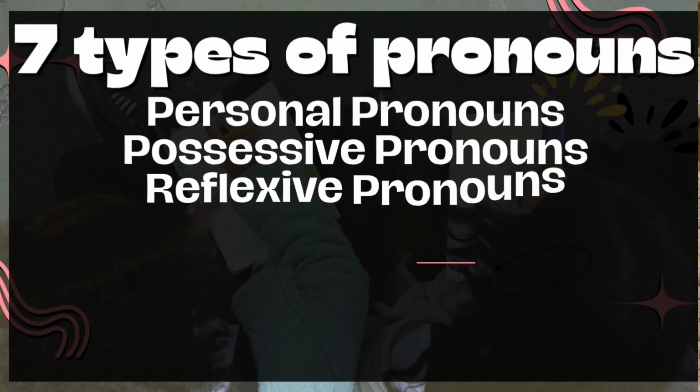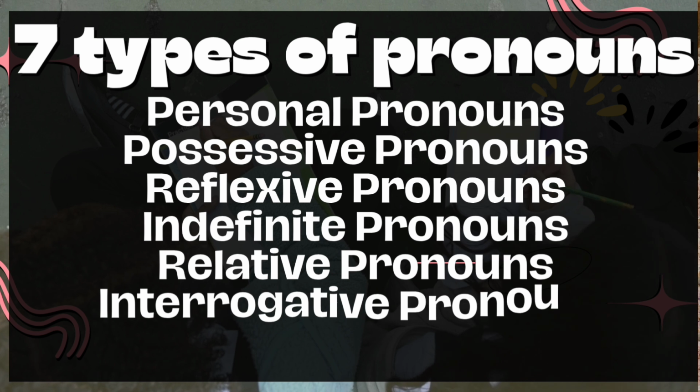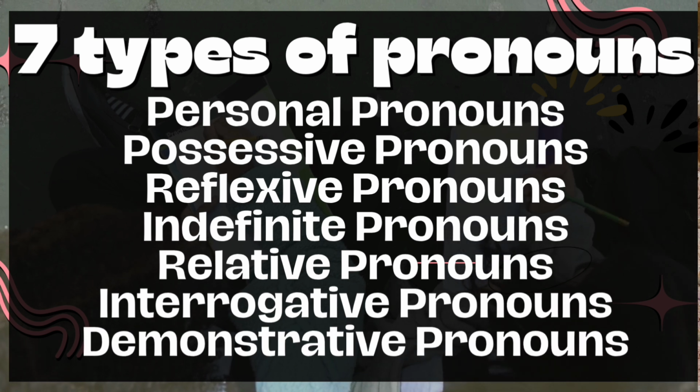So now you know why we need pronouns. Pronouns are there to help us avoid repeating the same noun over and over again, but replace it with another word instead. But now here's the thing. There are 7 types of pronouns. We have personal pronouns, possessive pronouns, reflexive pronouns, indefinite pronouns, relative pronouns, interrogative pronouns, and lastly, demonstrative pronouns.